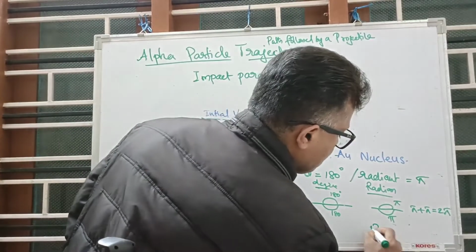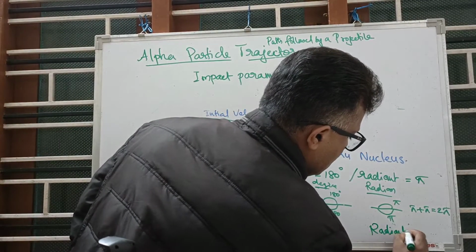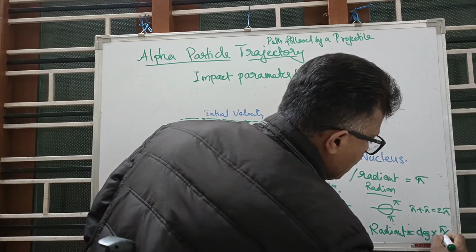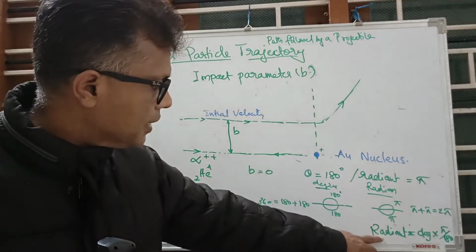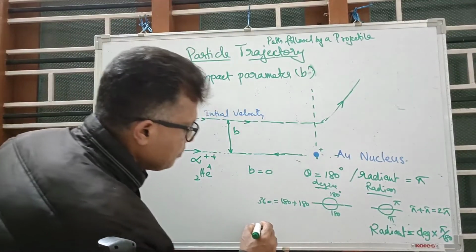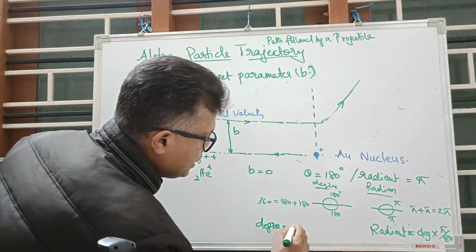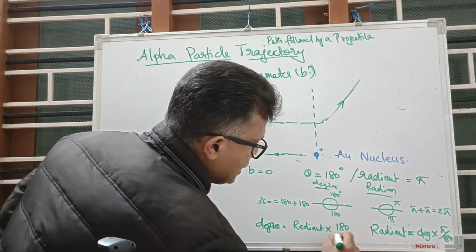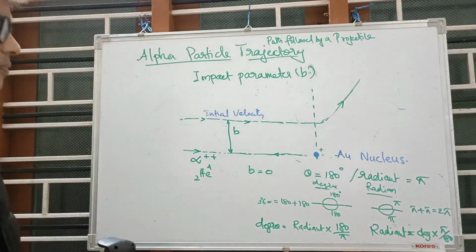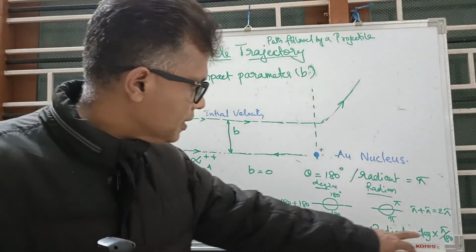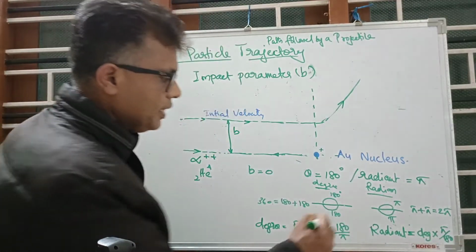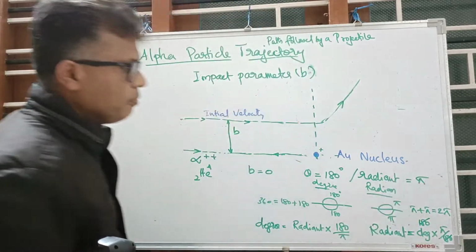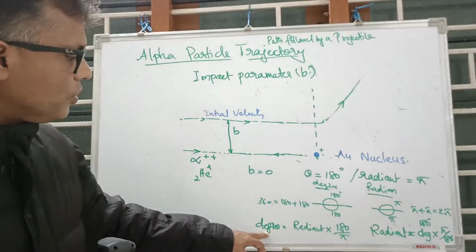Radian is equal to degree into pi by 180. See, if radian, pi should be on the top. So degree is equal to radian into 180 divided by pi. Clear, no? If radian, it is degree into pi by 180. So degree is here 180 degree, so 180 by 180, pi is going to come.